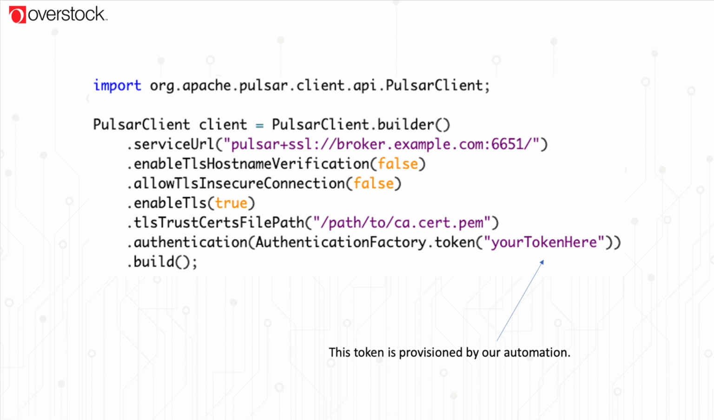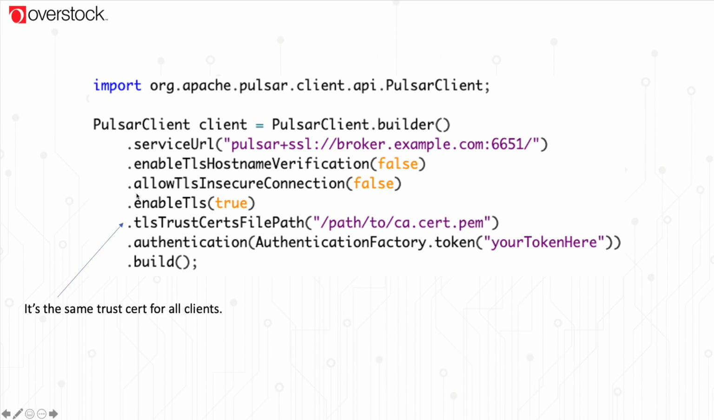And then you also have to provide a trust cert. Typically that's the same cert that will be used by different users for that cluster. And then you have to enable TLS, and depending on your cluster configuration, you may need to configure some additional parameters to make things smoother for you, and that just depends on how your cluster is configured.